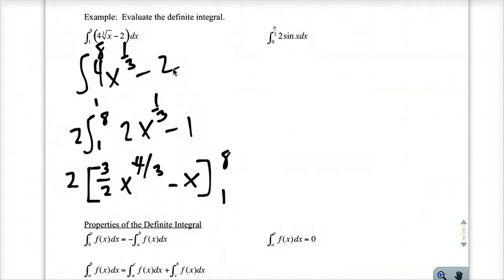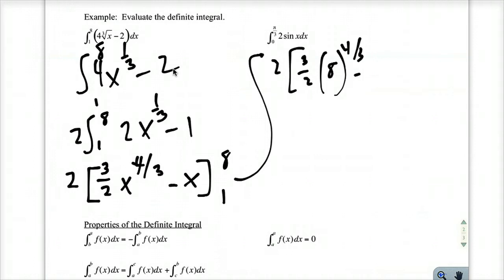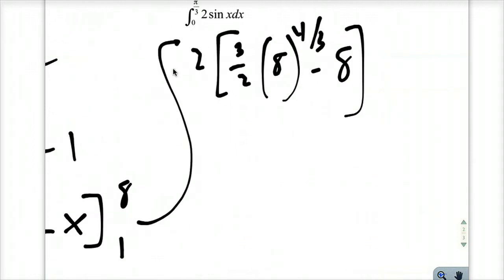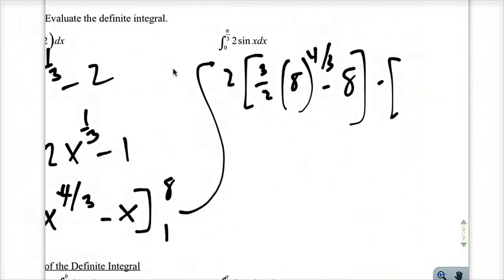Now I'm running out of space, so I'm going to move over to the side for a second. But now all I do is plug in 8, plug in 1, find the values I get and subtract. So 3/2, 8 to the 4/3, minus 8. Subtracting, the same thing, but with 1 in front of it. I'm running out of space here, so this looks weird. I apologize. And now all I do is do the algebra and get a number.